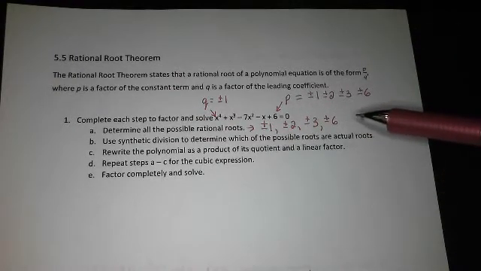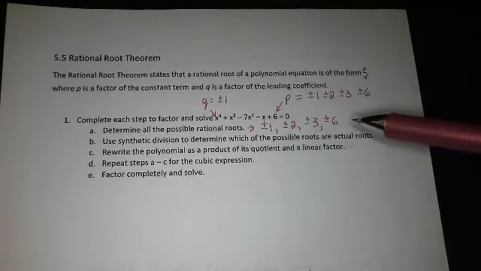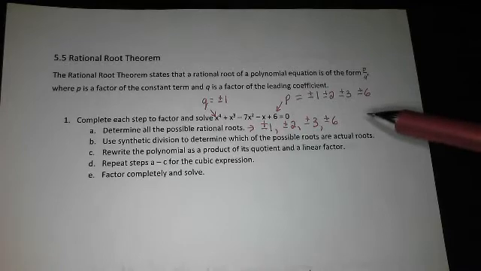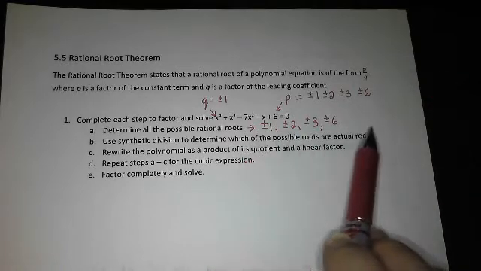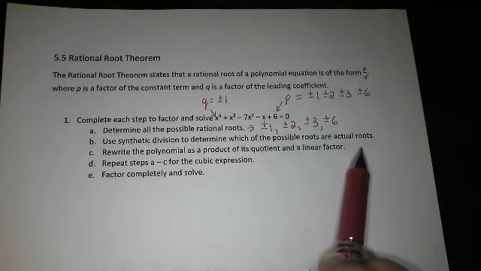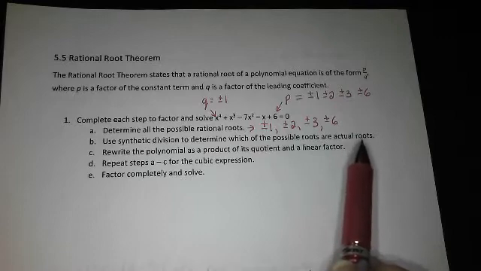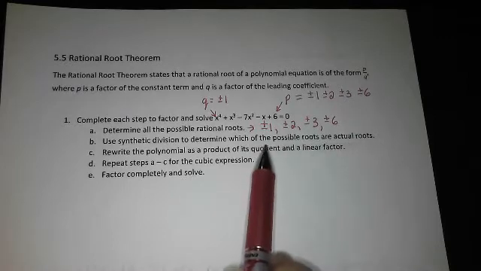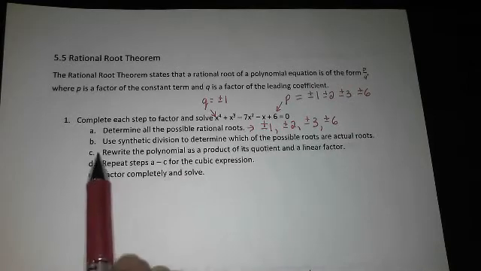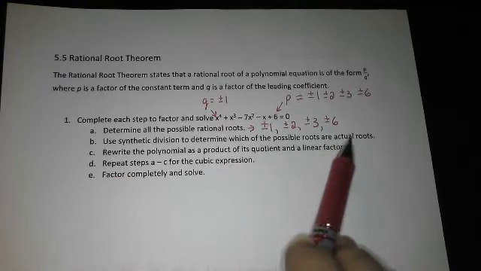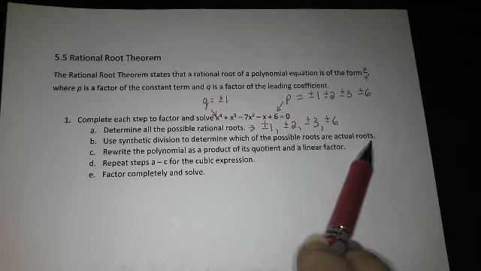So basically what that's saying is 8 can't even be a root. So if I was going to randomly guess and check something, don't check 8. Check something from this list and see if they work. Now, how did we check to see if something was a factor? We plugged it in, or we did synthetic division. So that's kind of what we're doing here. It says use synthetic division to determine which of the possible roots are actual roots.